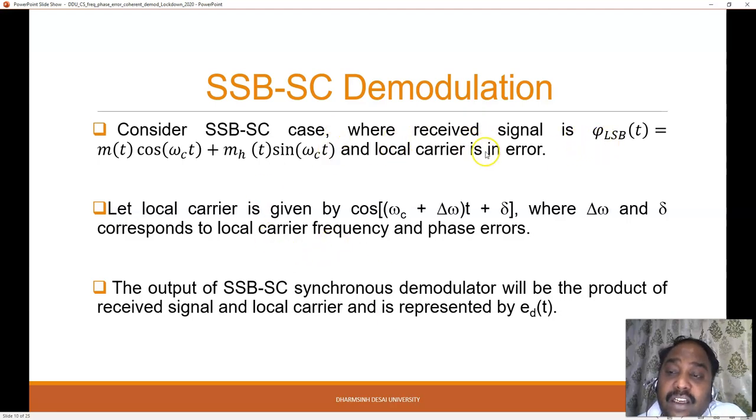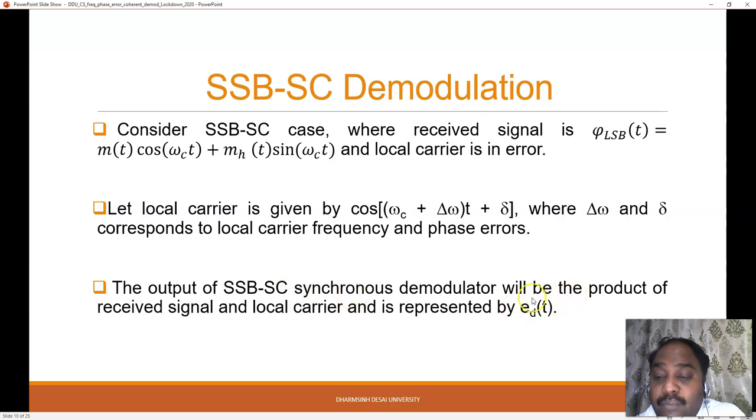Now here the received signal is m of t cos omega c t plus, I have taken the LSB. This is in general true for the USB also. But for the time being I am taking it as an LSB signal. This is nothing but the Hilbert transform m h of t sin omega c t, and the local carrier I am taking as cos of omega c plus delta omega t plus delta. Delta is the phase error and delta omega is the carrier frequency error. Fine. Local carrier frequency and phase error respectively.